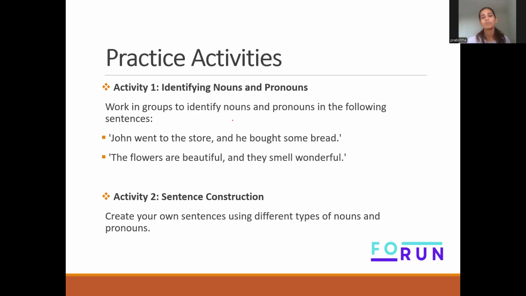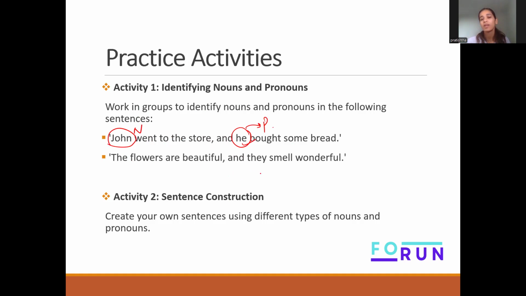So, work in groups to identify nouns and pronouns in the following sentences. John went to the store and he bought some bread, right? So, John, we're talking about him. We replaced John. He is John only, but we replaced it with a pronoun.